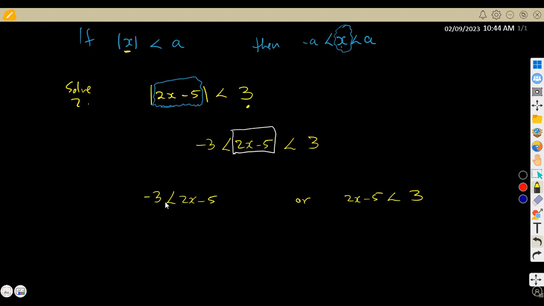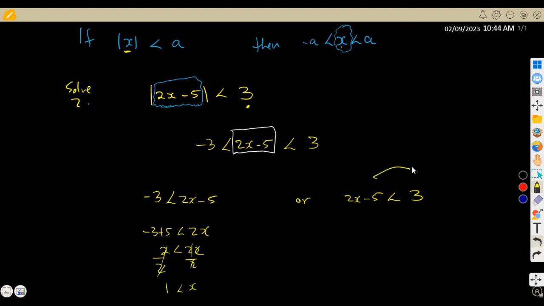So you can transpose negative 5, which becomes positive 5. So it's negative 3 plus 5, which is 2. So you obtain 2 less than 2x. Divide by 2 on both sides. So our x is going to be greater than 1. All right, we move on to this side.